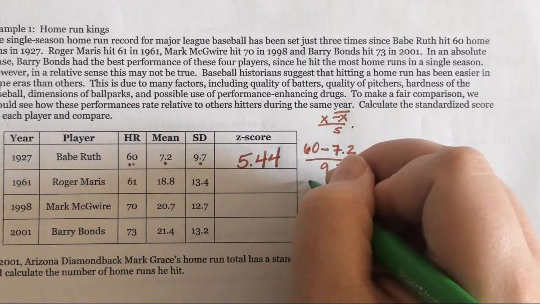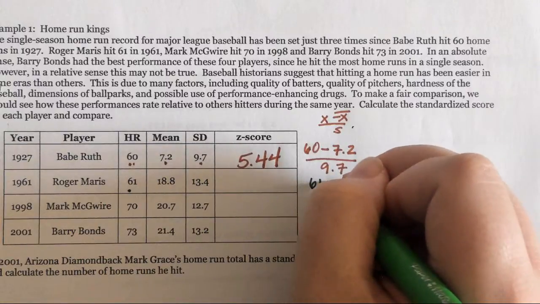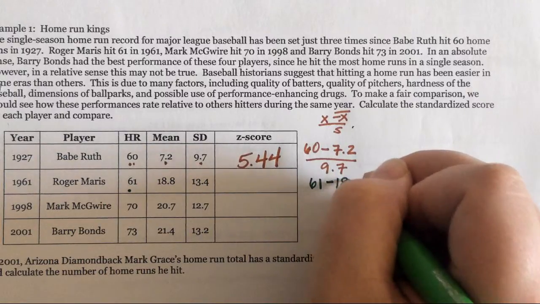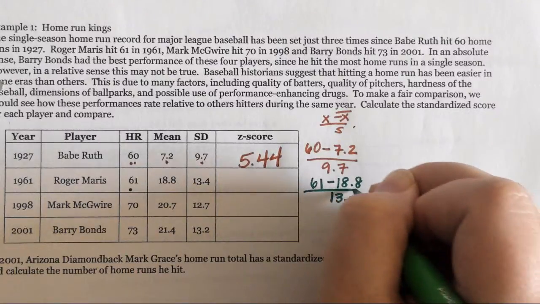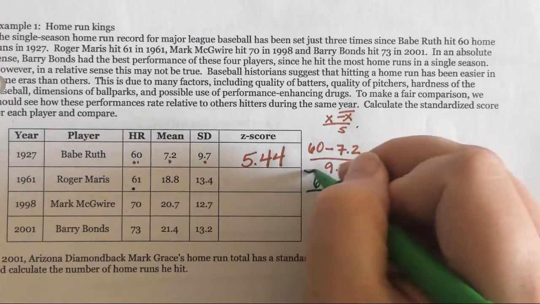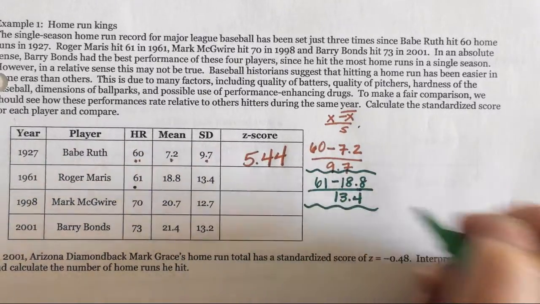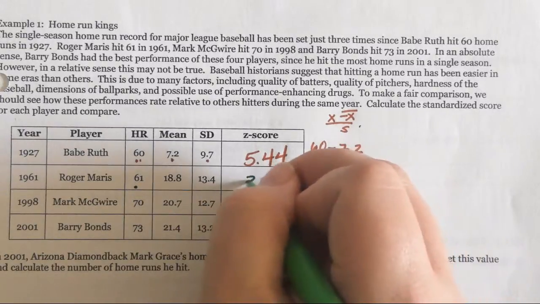Okay, let's do the next one. So my sample is 61. The mean for this one is 18.8. The standard deviation for this one is 13.4. And why is it changing? Because we're doing different years and different samples. So what should my next value be? 3.15.